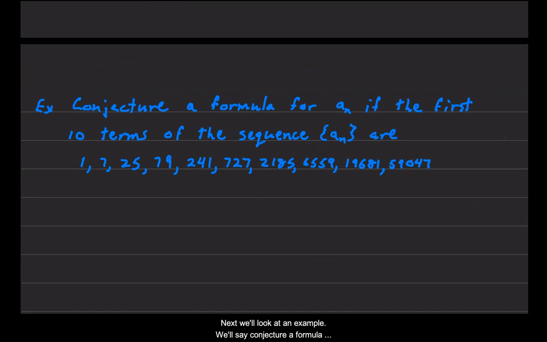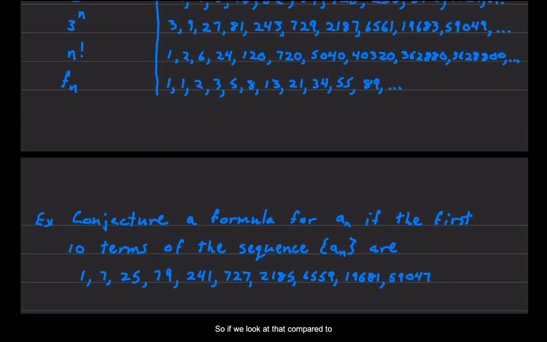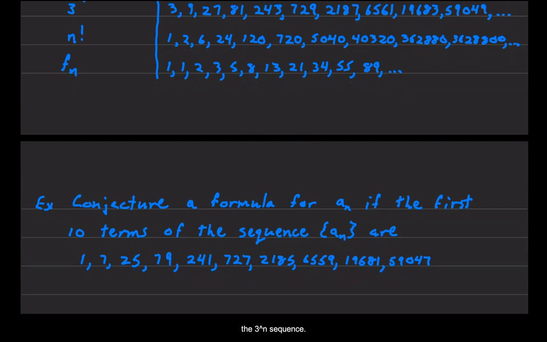So next we'll look at an example. Conjecture a formula for sequence a_n if the first 10 terms of the sequence a_n are 1, 7, 25, 79, 241, 727, 2185, 6559, 19681, 59,047. So if we look at that compared to the 3 to the nth power sequence, we can see that each one of the terms here is 2 less than the similarly positioned term in 3 to the n.